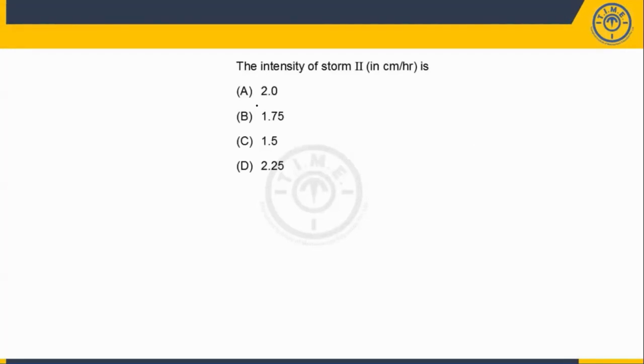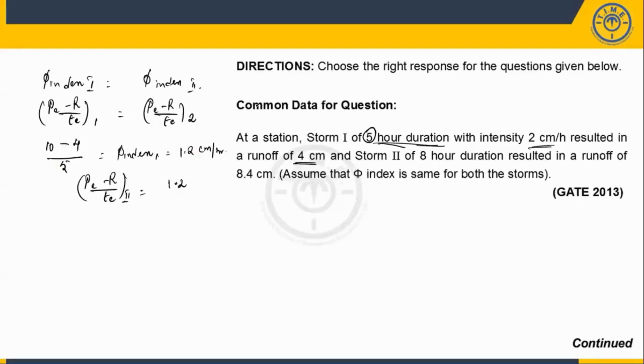Next, intensity of storm 2 I require. Intensity of storm 2 means I want P. From that I'll be getting the intensity. Runoff is how much? 8.4 centimeter. So (P minus 8.4) upon T, T is 8 hour, is equal to 1.2. P is equal to 1.2 into 8 plus 8.4, that is 18 centimeter.